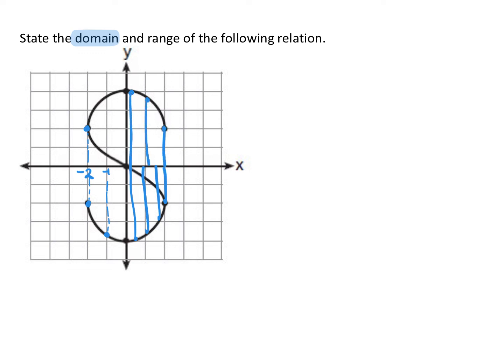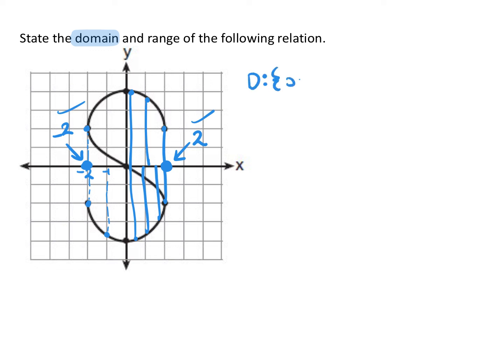So notice, even though we've got the graph going up and down, it's going to basically stop here at +2. And it's going to stop on the left side at -2. So our x-coordinates for our relation are in between -2 and +2.